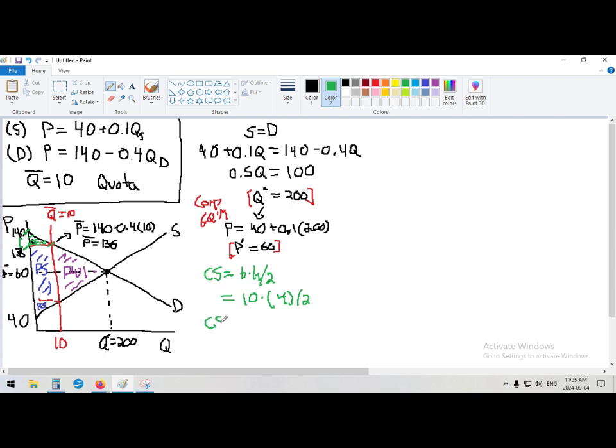And we say for the consumer surplus, okay, let's see, we have 10 times 4 divided by 2. That's 2. 2 times 10 is 20, which is really small because it's just a little small triangle there.